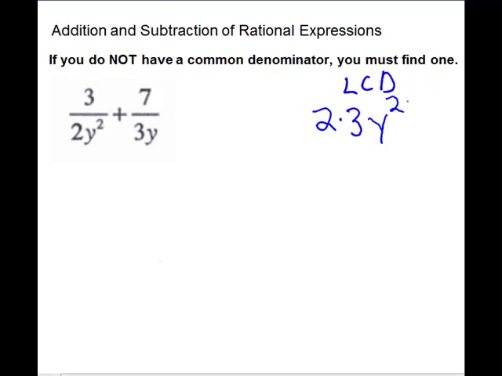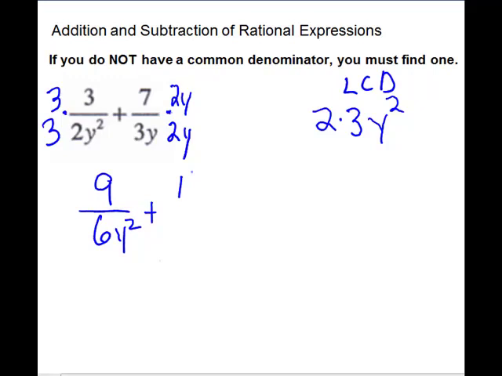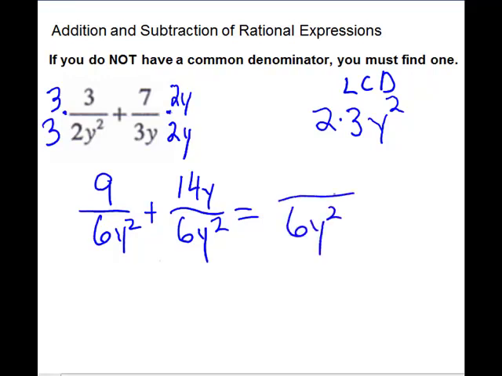Right, now we'll work on each fraction and put on the missing part. So for our first one, we have the 2 and the y squared. We are missing the 3. Put it on numerator and denominator. For the second one, we have a 3 and we have one of the y's. So we're missing a 2 and one more y. Put it on numerator and denominator. Now we'll multiply out, so we have 9 over 6y squared plus 14y over 6y squared. Keep your denominator and combine your numerators.